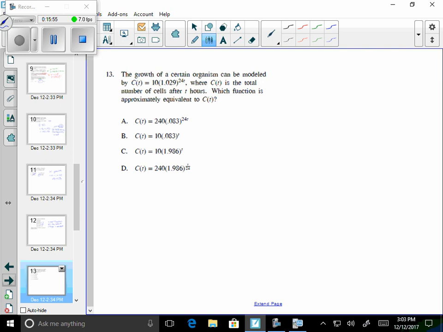In 13, it's another question where they've given you the formula C of t equals 10 times 1.029 to the 24t. That is what's going to go into y1.